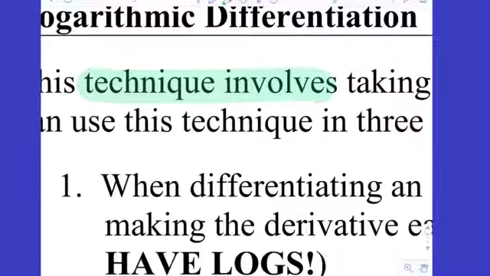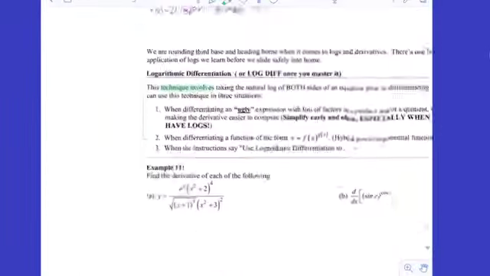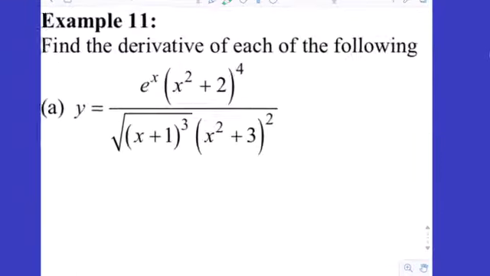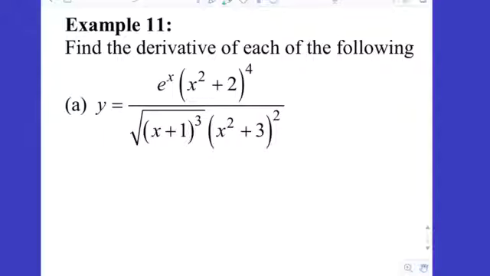But if you find that you need to simplify a grotesque expression or function, with lots of factors, lots of quotients, lots of radicals, lots of exponents, a situation where a log would help remedy that, and there's not one there, you could introduce a log to both sides and use the properties of logs, okay? So let's take a look at example 11.